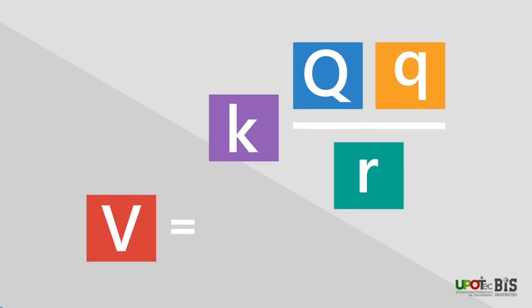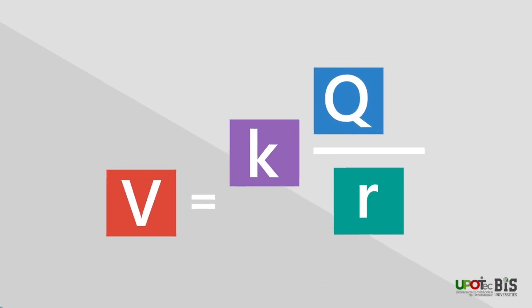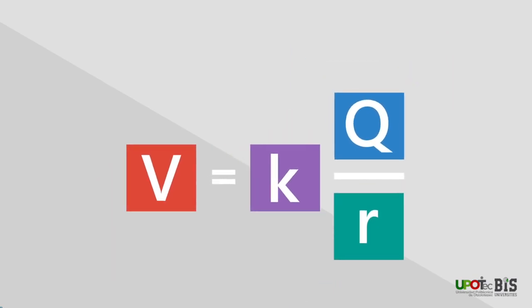In order to calculate the electric potential, we just need to divide the potential energy by small q. Here we can notice that small q appears twice in the equation, so we can cancel it out, which leaves us with this simple equation. The equation shows us that the potential is directly proportional to the amount of charge. As the charge increases, the potential increases, and conversely, as the charge decreases, the potential decreases.